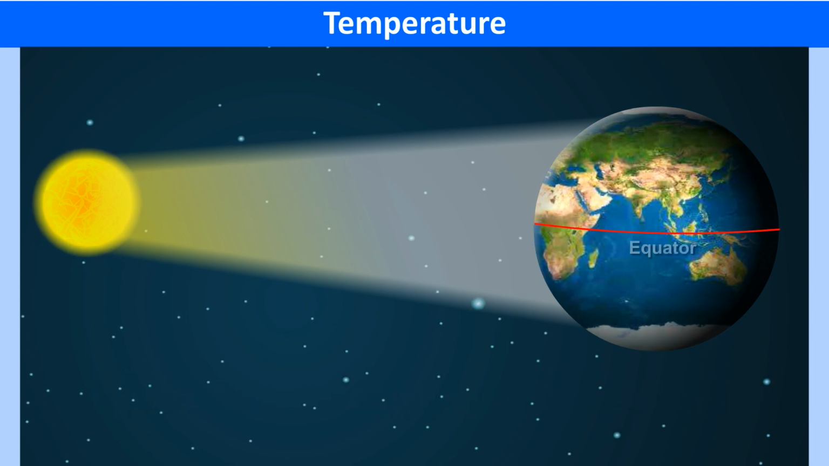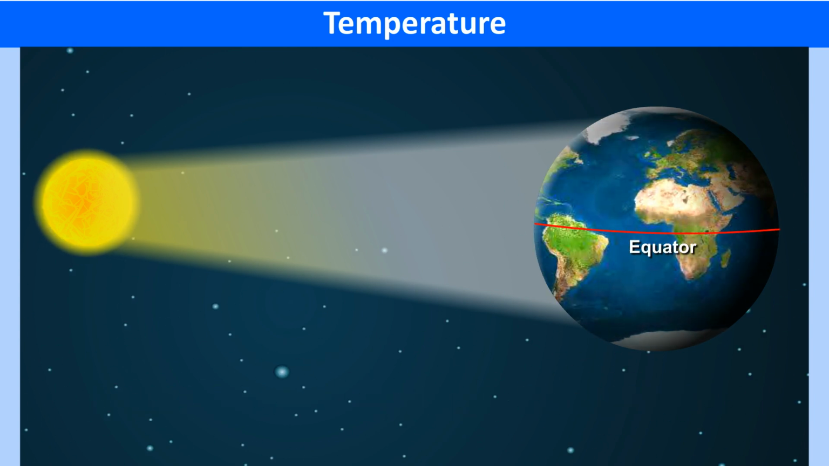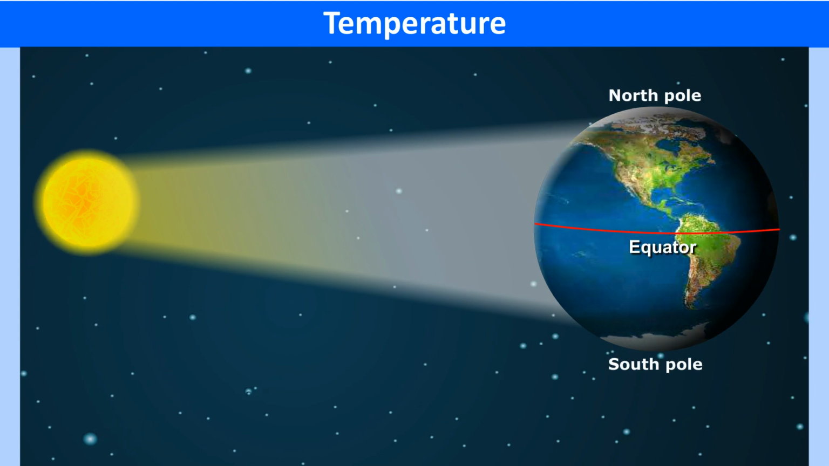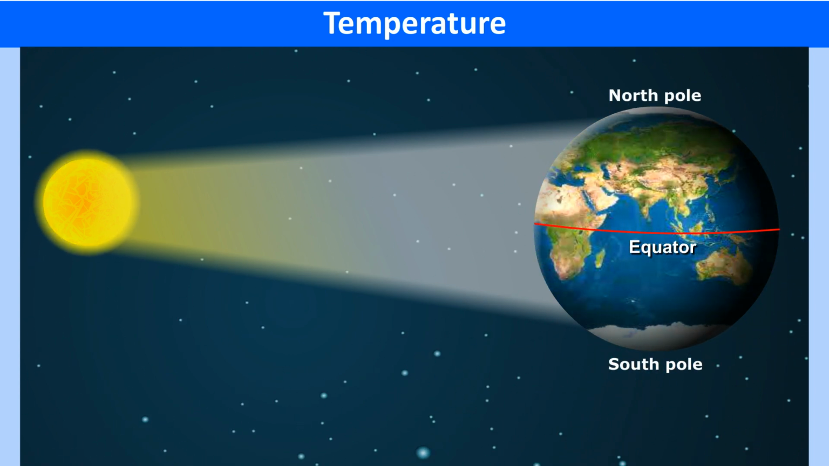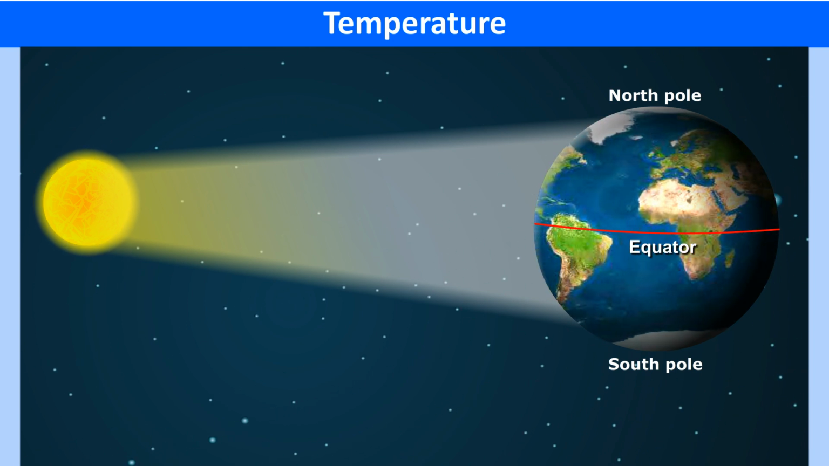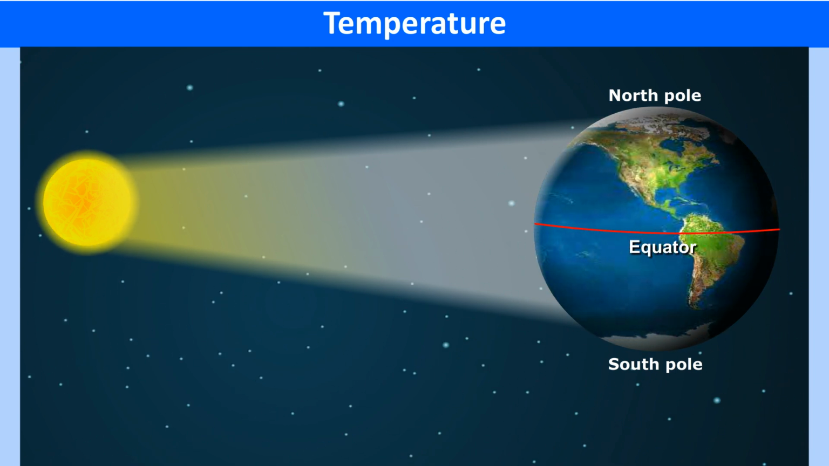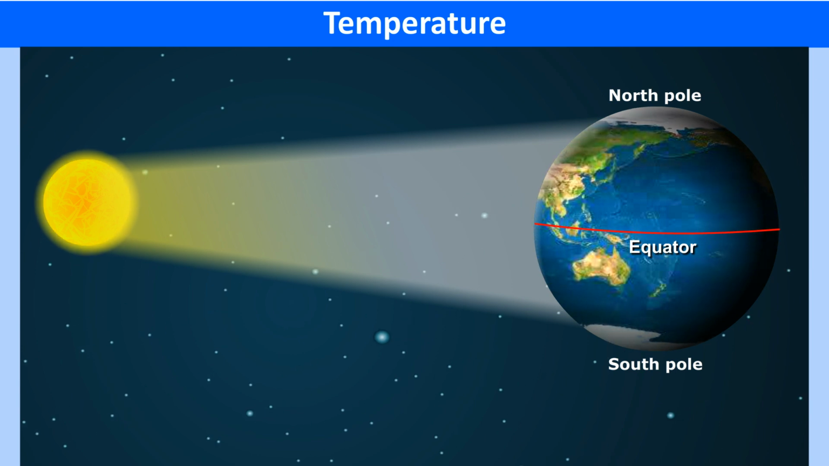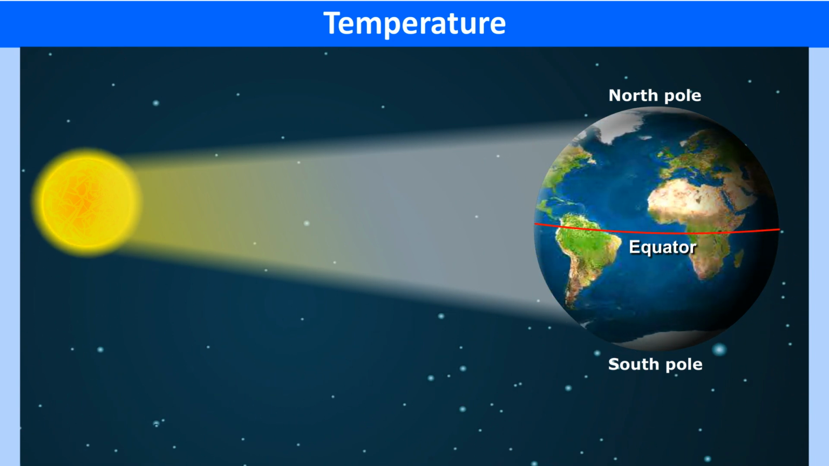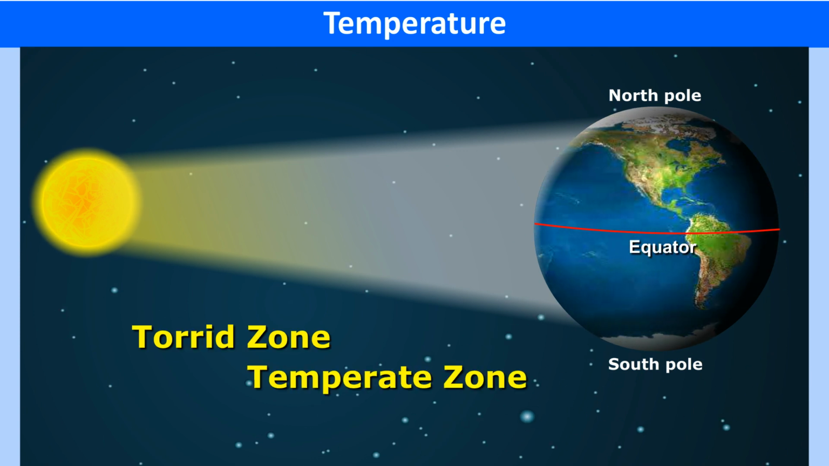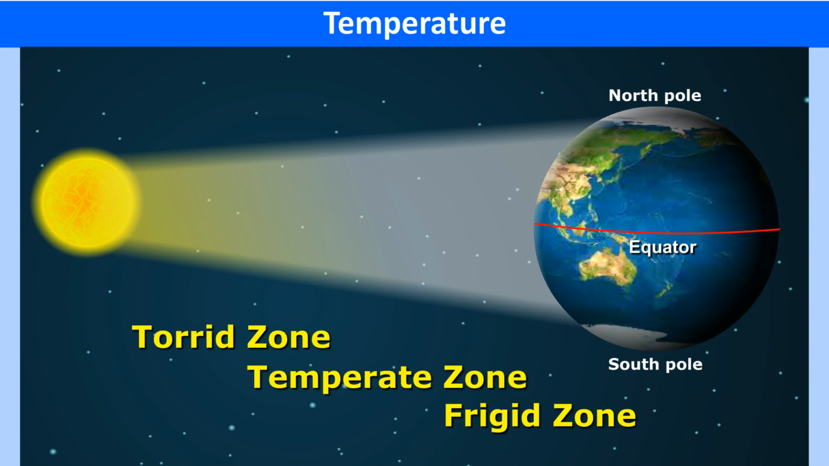The amount of heat received is maximum near the equator and decreases near the poles. Temperature, therefore, measures the intensity of heat or degree of hotness. On the basis of the amount of heat received, the Earth has been divided into 3 heat zones: torrid zone, temperate zone, and frigid zone.